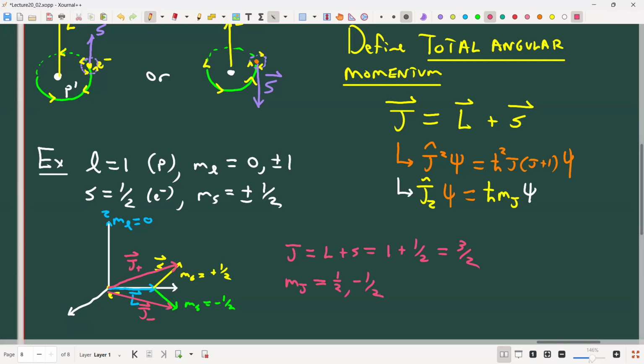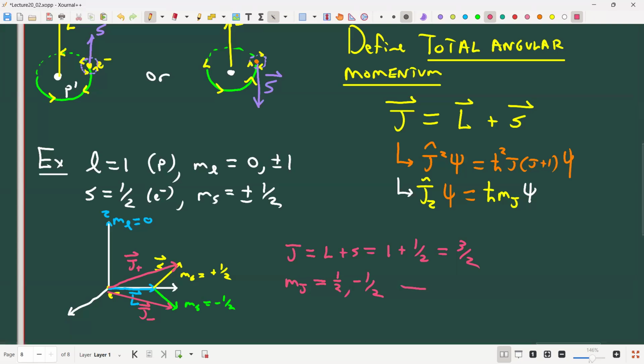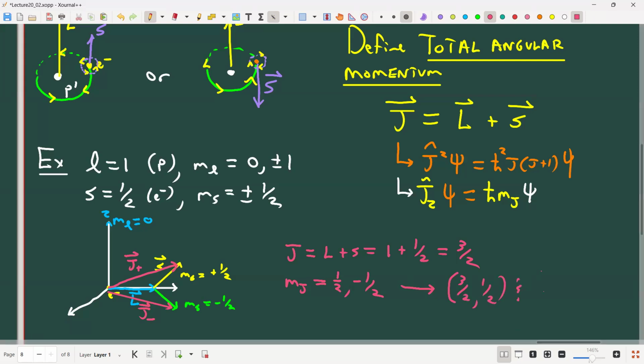So what I've done now is I've taken two angular momenta and added them. And I've created two new J states, both of which have J of 3/2. Total angular momentum is now 3/2. And now there's components that are either 1/2 or minus 1/2. So this creates a doublet of 3/2, 1/2, and 3/2, minus 1/2.